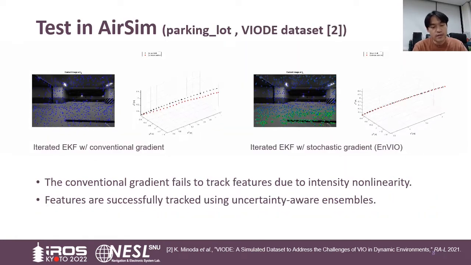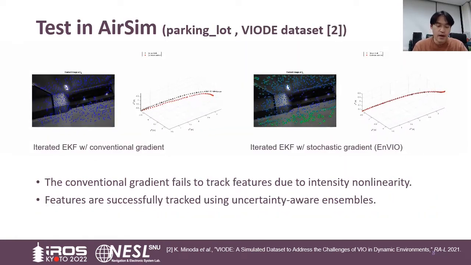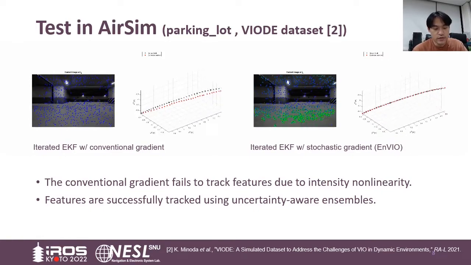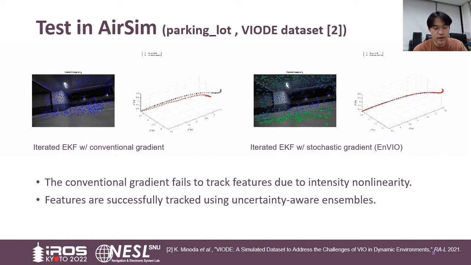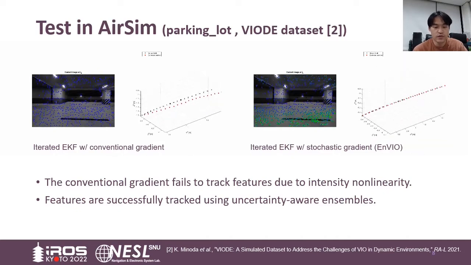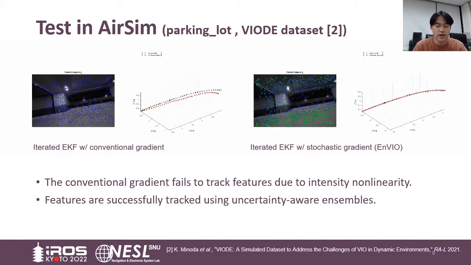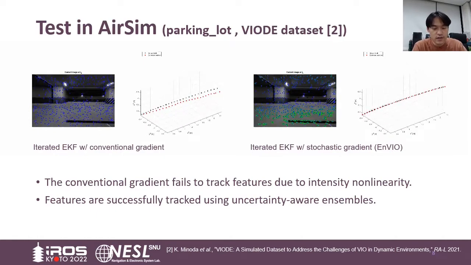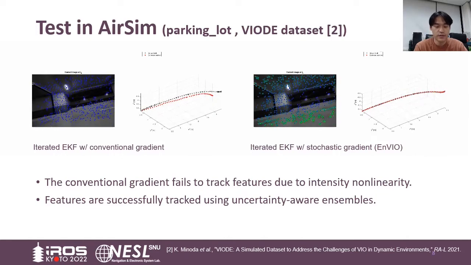Let me highlight the parking lot sequence in AirSim. As a representative single realization in the Monte Carlo simulation, the conventional gradient fails to track features due to intensity nonlinearity, while in ENVIO, features are successfully tracked using uncertainty-aware ensembles.